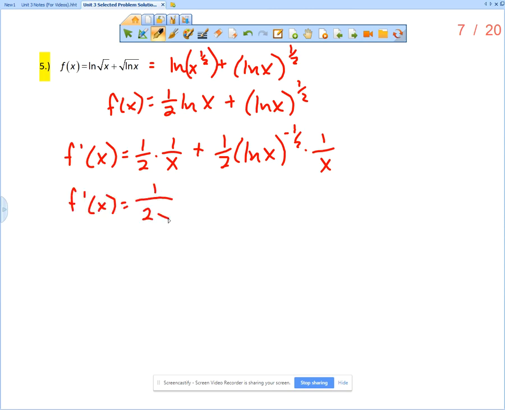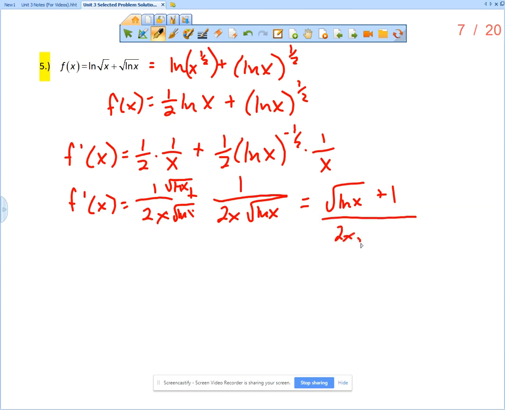So this would be 1 over 2x plus, here I've got 1/2, and then I've got 1 over x. So I actually would also have 2x there. And then I have the natural log of x to the negative 1/2. So that would actually be the square root of the natural log of x in the denominator. So you could, once again, potentially get a common denominator if you want. Multiply this side by natural log of x over square root of the natural log of x. And so I could have the square root of the natural log of x plus 1 over 2x natural log of x. So just a slightly different looking version, but the same.